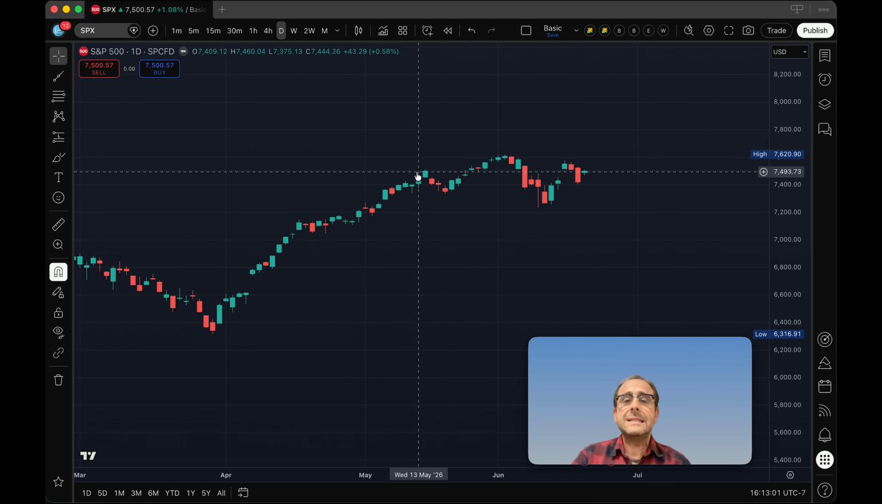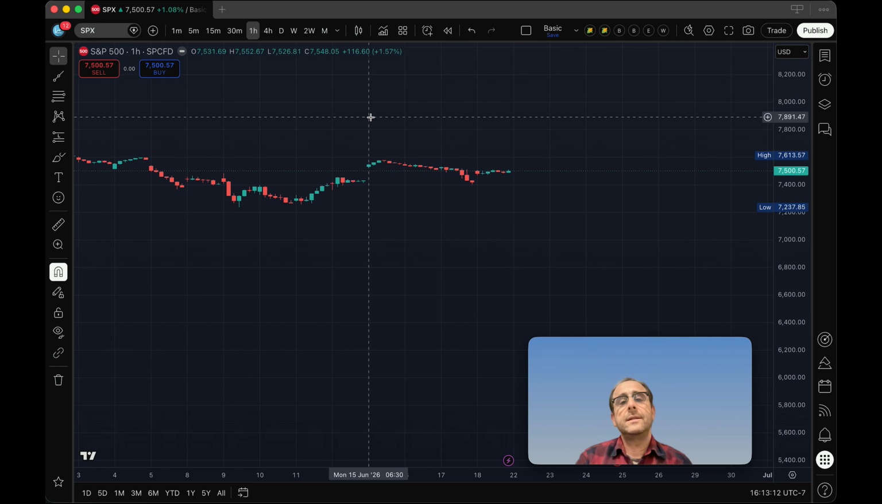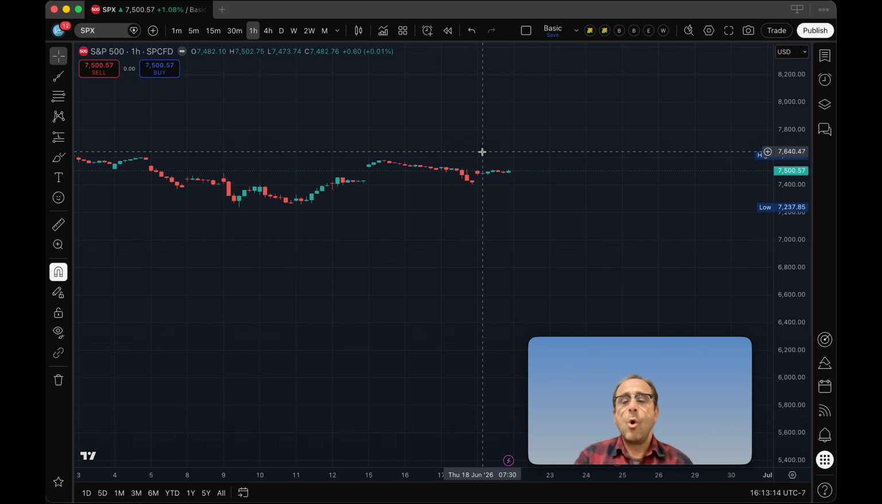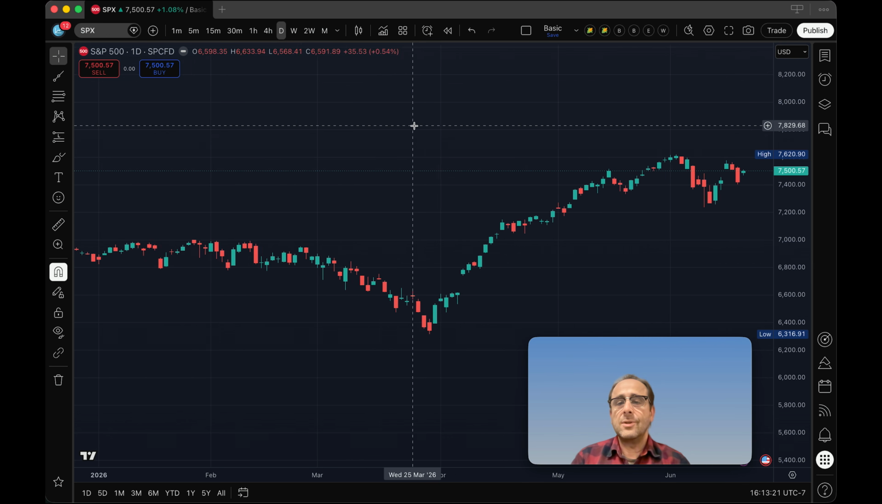So if you have the 1 day time frame selected, each candle is going to represent 1 day of time. If you have the 1 hour chart selected, each one of these candles is going to represent 1 hour of time. And if you have the 5 minute, so on and so forth, you get where I'm going. Okay, so let's go back to the 1 day.